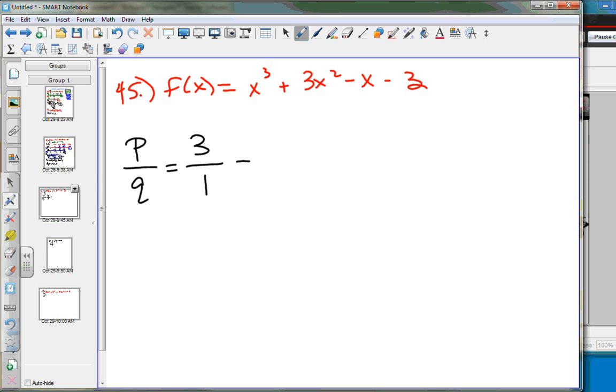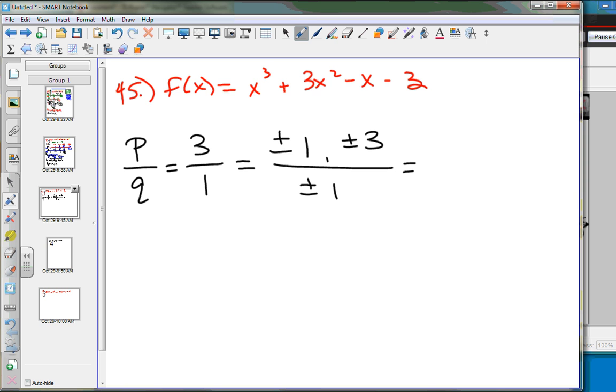Leading coefficient, which will be a 1. What are all the factors of 3? Plus or minus 1, plus or minus 3. What are all the factors of 1? Plus or minus 1. So now what we have to do is find a complete list of all of the lovely little P over Q values.